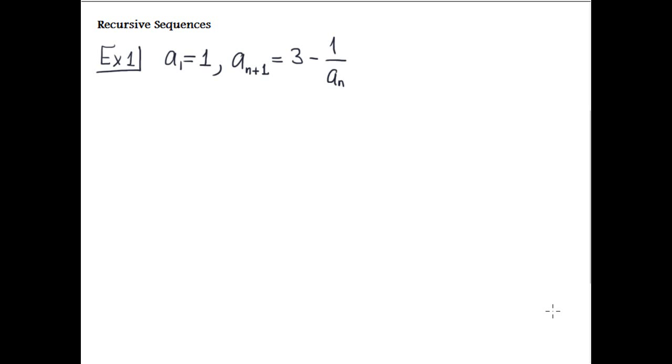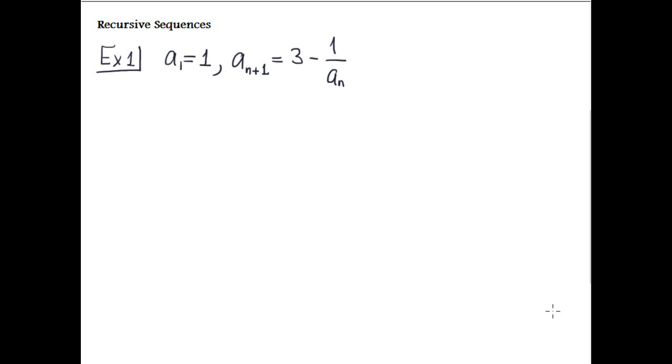Okay, this is the first example. This is a recursive sequence. We have no explicit formula to apply the limit. Therefore, we apply the monotonic convergence theorem. I need to prove this is monotonic and bounded.